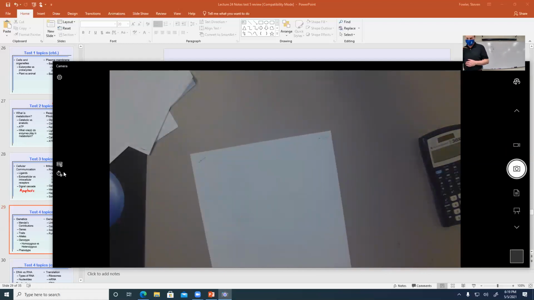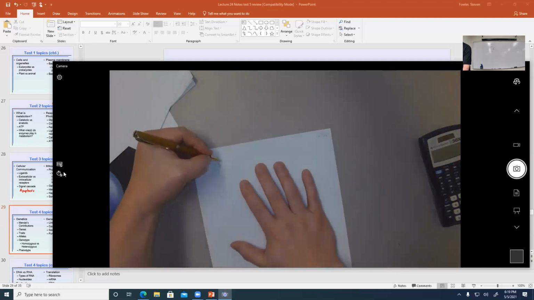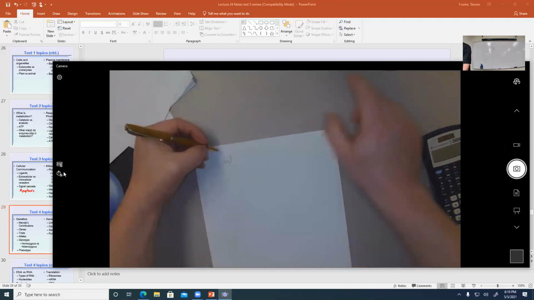So I heard a couple things there. I heard blood types.